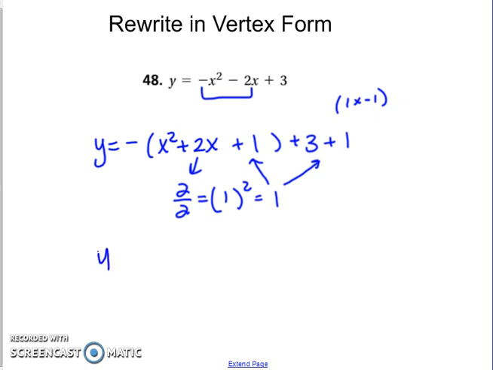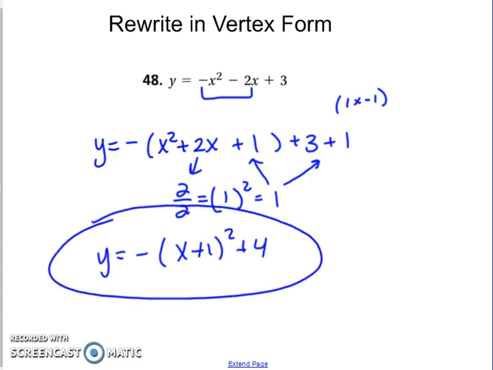So now we have y equals, the negative stays on the outside. I have x plus 1 squared. And on the outside, I have plus 4. And then this one would have a maximum since my a value is negative.